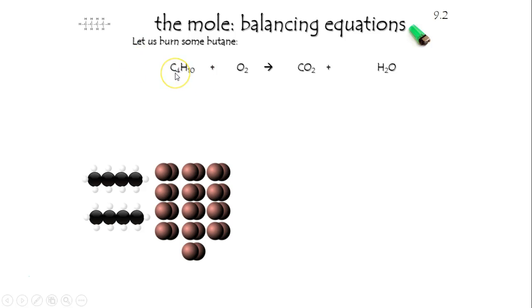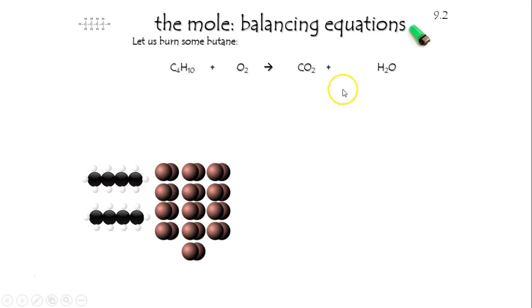So if we start with 4 carbons, we should end with 4 carbons. Imagine a 4 there. We are balanced with respect to carbon. Starting with 10 hydrogens means we must end up with 10 hydrogens. However, these are paired up. Therefore, we will have 5 pairs makes 10. That's a 4 there and a 5 there.